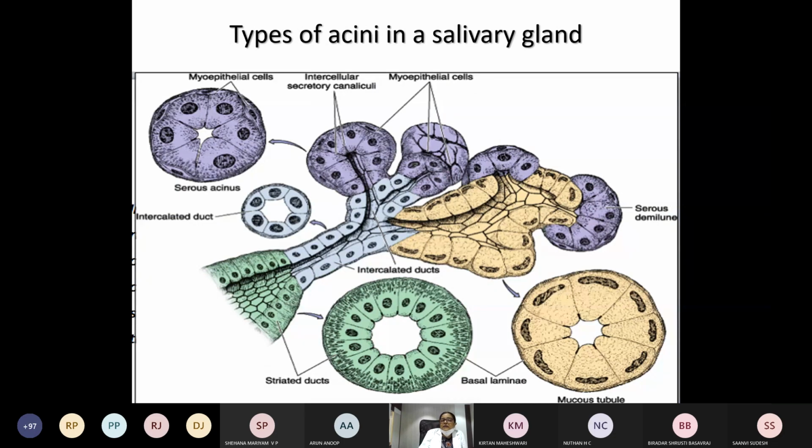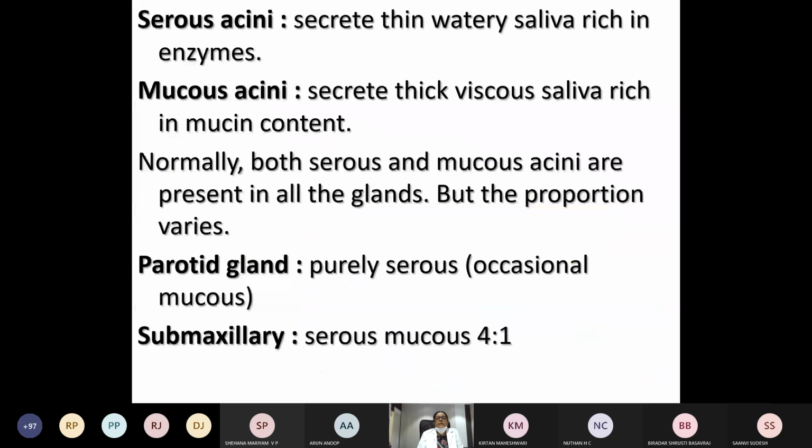Here it is: types of acini in a salivary gland. So we come to the serous acini. They secrete thin watery saliva rich in enzymes. Mucous acini secrete thick viscous saliva rich in mucin content.